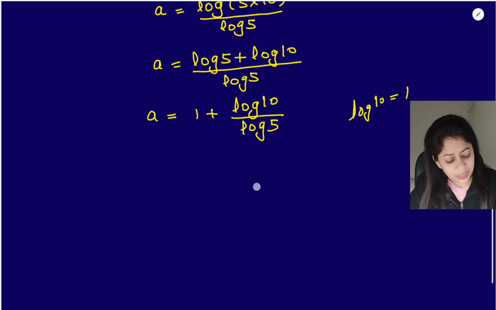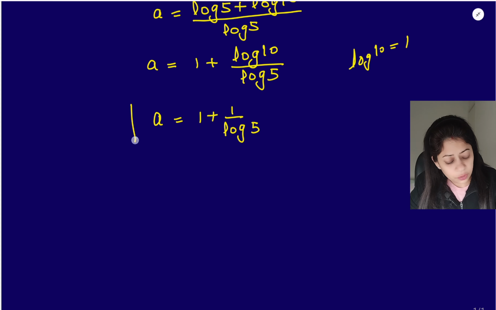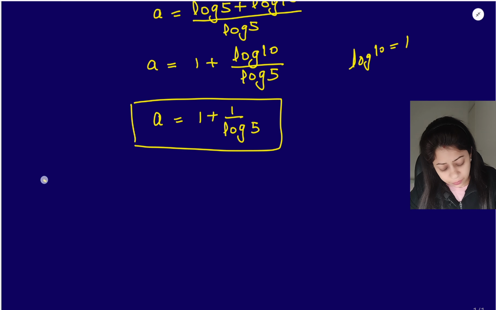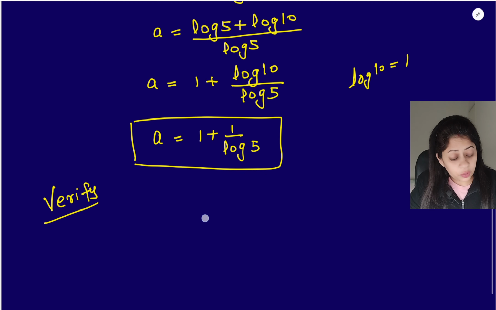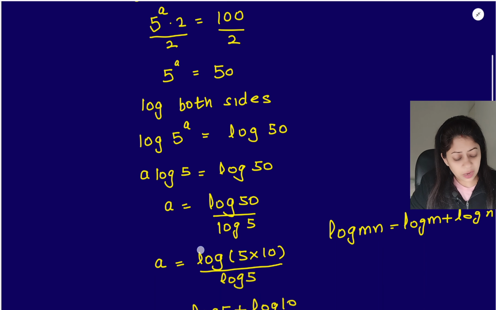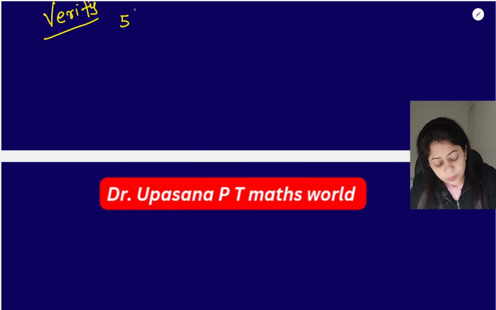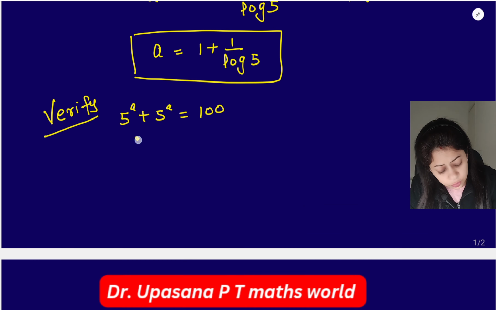So what do we get here? We get a is equal to 1 plus 1 by log 5, and this is the answer, the value of a. Now we will verify whether this answer is true. For verification, we will put this value of a in our question. Our question is this: 5 raised to power a plus 5 raised to power a is equal to 100, right? So that means we have 2 times 5 raised to power a is 100, right?